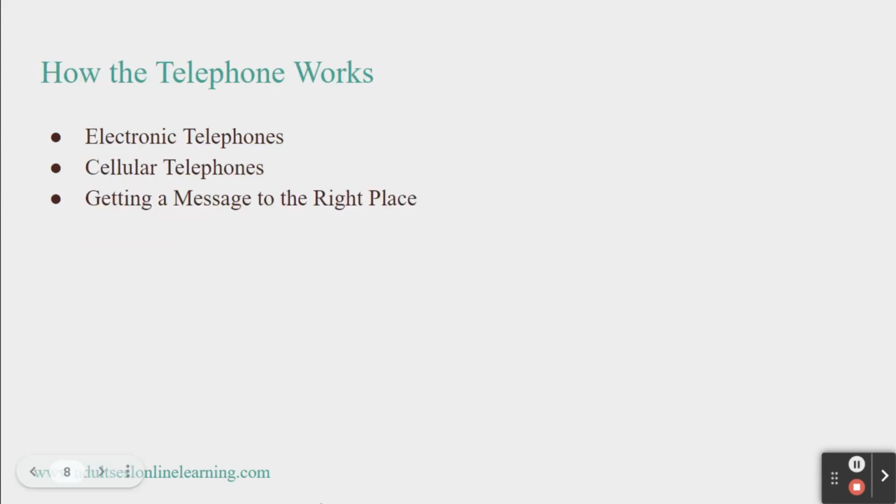How the telephone works. The three most common electronic communication technologies are the telephone, radio, and television. The telephone is based on the principle that sound waves cause vibrations that can be encoded into signals. The telephone includes a transmitter located in the mouthpiece and a receiver located in the earpiece.